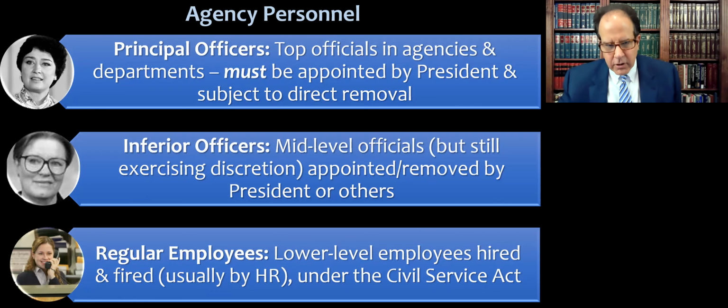And then inferior officers are lower level or mid-level officials. They still exercise discretion, right? But they can be appointed and removed by the president or others, and that's right in the Constitution. Most of these inferior officers, by the way, are appointed and supervised by the president's principal officers, the agency directors. And then you have the regular agency employees, the lower level employees who are hired and fired, usually by the Human Resources Office at the agency.